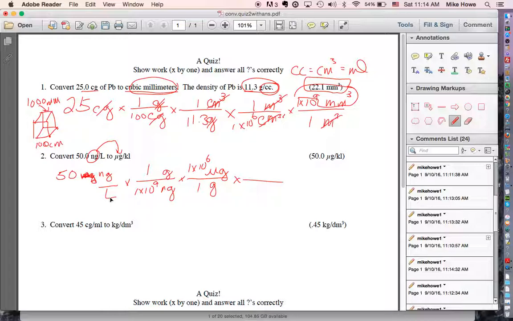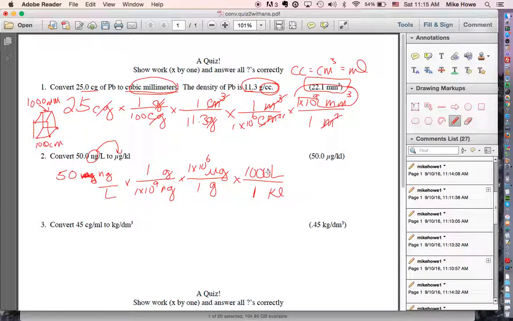Remember I said whatever you want to cancel has to go opposite. So since liters are on the bottom, liters are going to go on the top, and kiloliters on the bottom. Now you know that a kiloliter is 1,000 liters. It's bigger, so kiloliters are bigger. Then you work out your answer, and you should end up with 50.0. Note the 3 significant figures over here need to be 3 significant figures in your answer. And these numbers don't limit you with sig figs because they're definitions. And definitions have infinite sig figs.